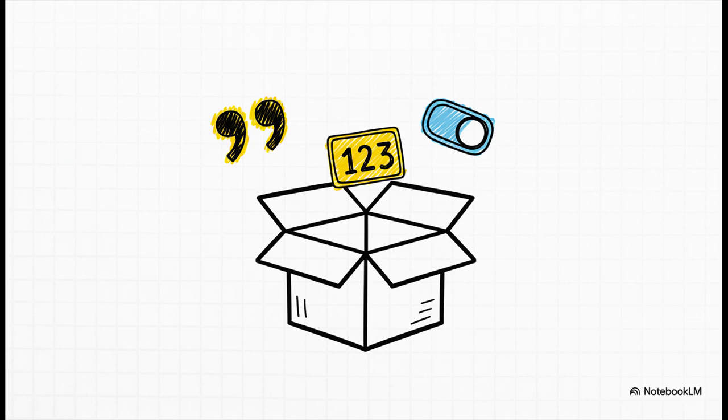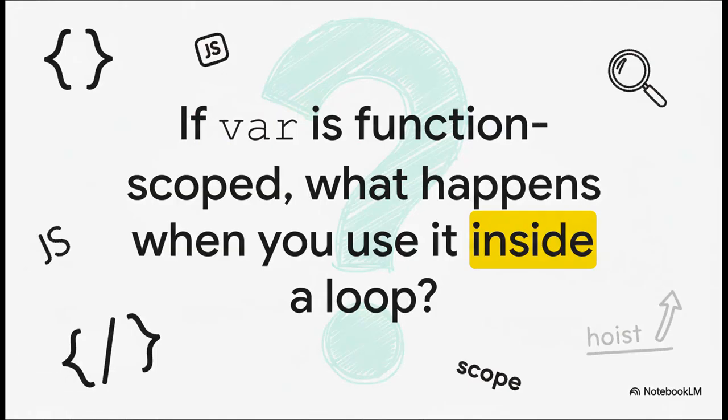Now that you know how to declare and manage variables, it's time to explore what you can actually store inside them. We're talking about the fundamental data types, things like strings, numbers, and booleans, that are the real building blocks of every single JavaScript program. And to leave you with a little something to think about, we know var is function scoped and completely ignores blocks. So, what kind of weird, unexpected behavior do you think you'd get if you used var to declare a counter inside a classic for loop? It's a very famous JavaScript pitfall.